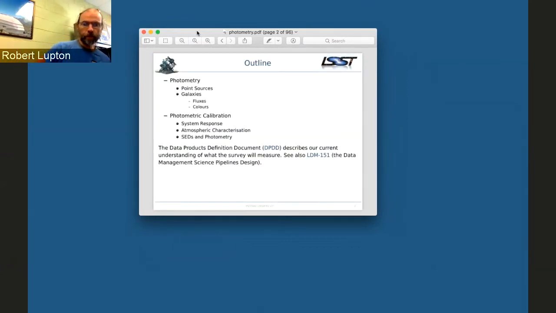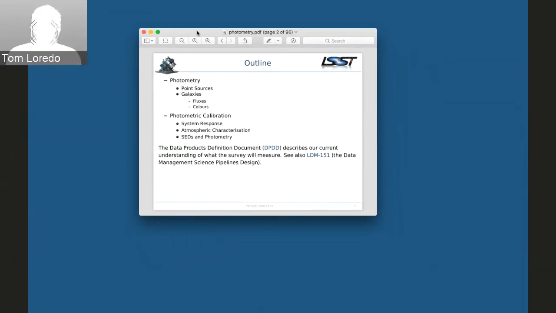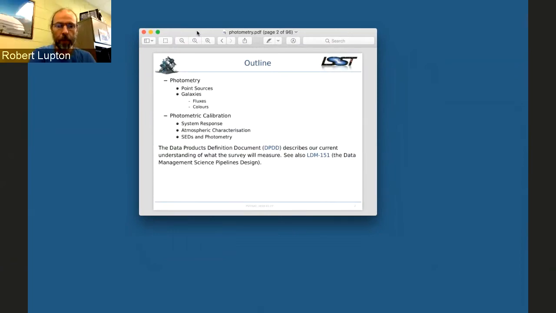I'm going to cover photometry, point sources, and galaxies. I'm going to talk about the photometric calibration, which is a little tricky if you want to get below about 1%. There are a couple of useful documents. One is the DPDD, which you'll see as a link in the slides. There's also a somewhat dump of content, the Data Management Science Pipeline Design, LDM 151, which has more information at a somewhat uneven level.